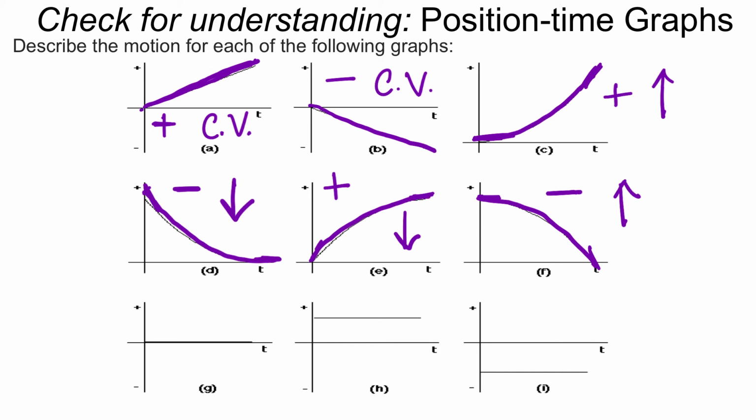Okay. Now to finish off this set of graphs, the last three here, it's hard to see G, it's actually a line on the x-axis. And then for H, it's above the x-axis, and for I, it's below the x-axis. All of these are horizontal lines, so I hope you're already telling yourself that all three of these are not moving. They're just showing you that this is sitting at the starting point, this is sitting somewhere above the starting point, and this is sitting somewhere below the starting point. But all three of those are telling you that the object is not moving.